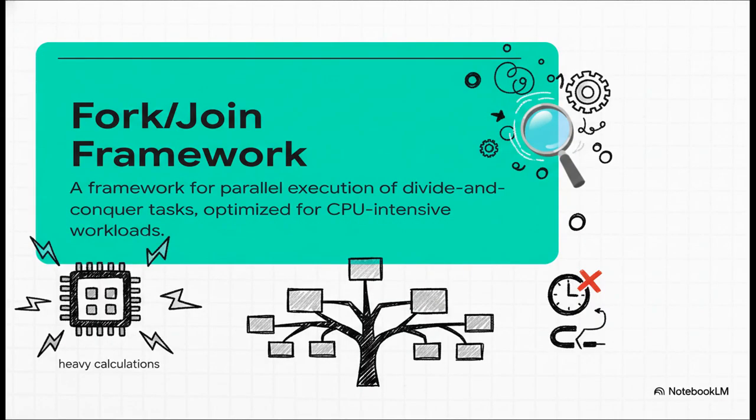Okay, here's the definition you're going to want to remember for any interview. It's a specialized framework, and that word is key. It came out way back in Java 7, and it's specifically for tasks you can break down over and over again. And the most crucial part, it's optimized for CPU-intensive work. We're talking heavy-duty calculations, not sitting around waiting for a database to respond.